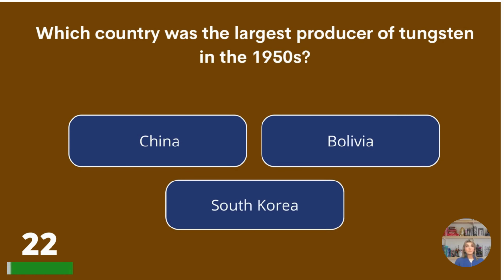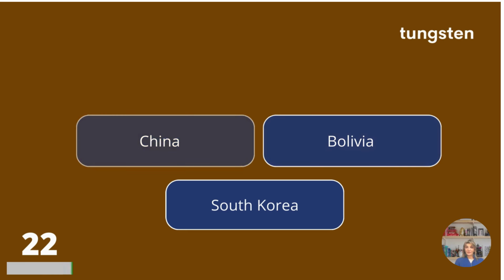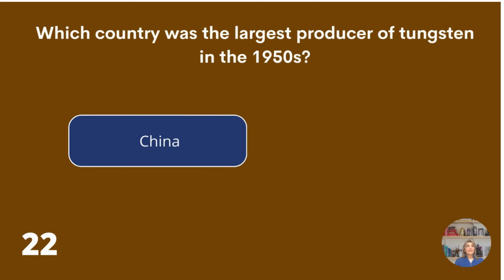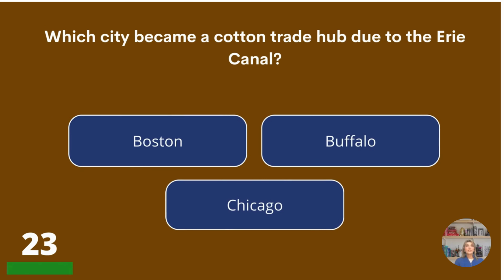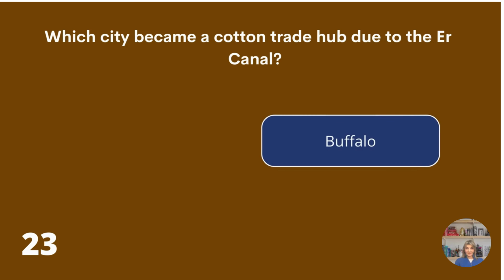Which country was the largest producer of tungsten in the 1950s? China, Bolivia, or South Korea? China. Which city became a cotton trade hub due to the Erie Canal? Boston, Buffalo, or Chicago? Buffalo.